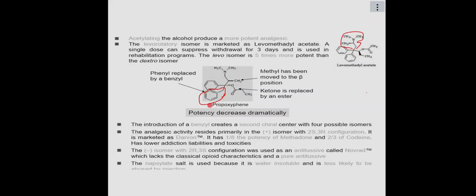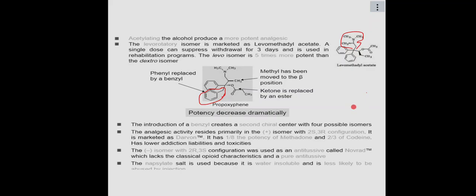So when you change that phenyl ring and you put a benzyl ring, you interfere with the distance, with the optimal binding of propoxyphene with the opioid receptor. So that is one change. Then, of course, compared to methadone, methadone has its methyl group at the alpha position. Here it has its methyl group at the beta position. That further reduces the analgesic activity of that compound.